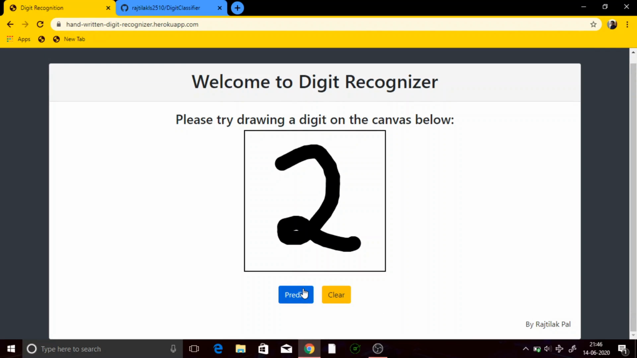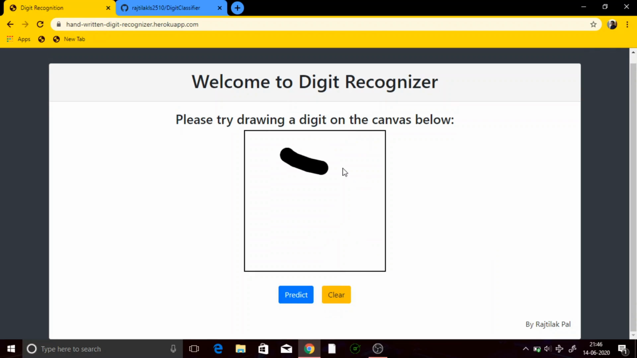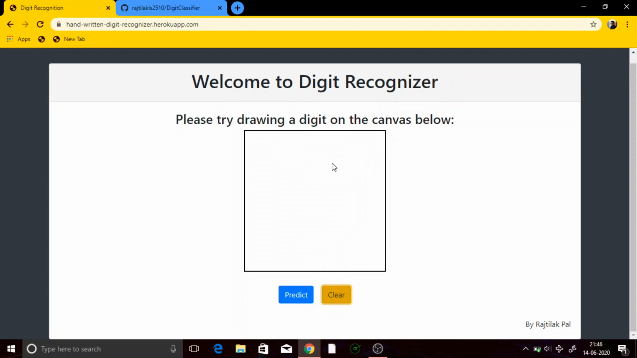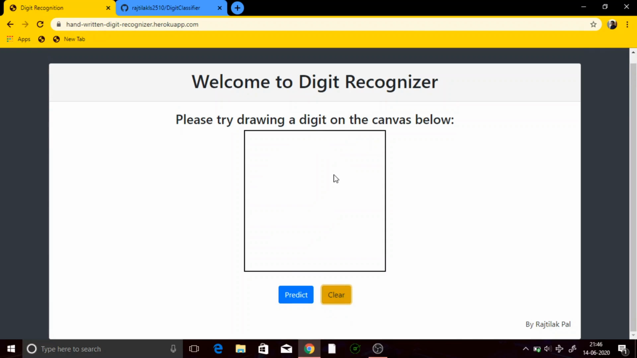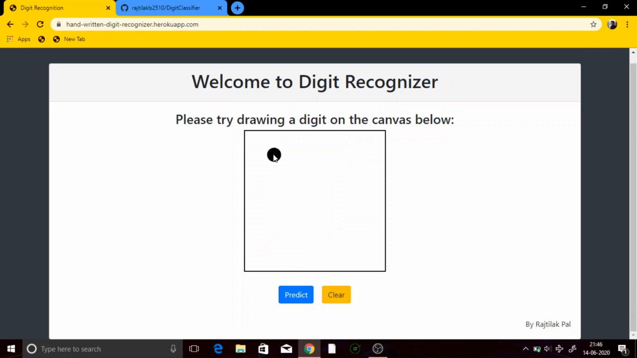Let's try writing out 2. That's 2. Let's see 7. Now the first prediction can take up to 10 seconds because the model is loading. Let's try out 6. It's saying 2. Okay, a little better. Now it's giving 6. Let's try out 5.